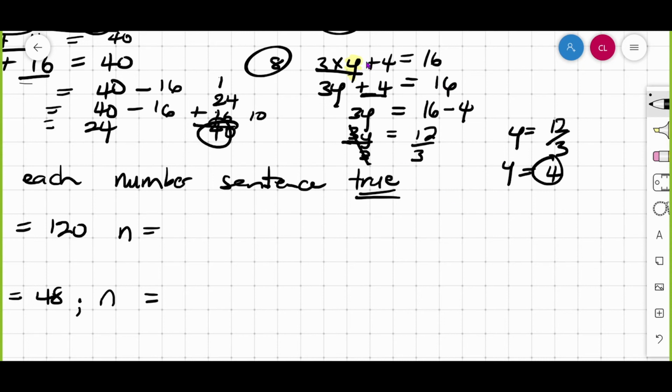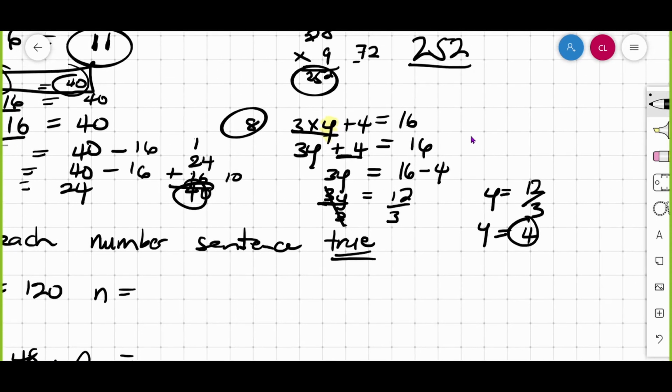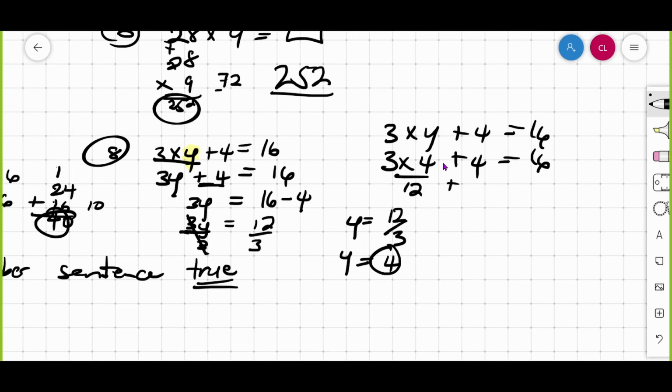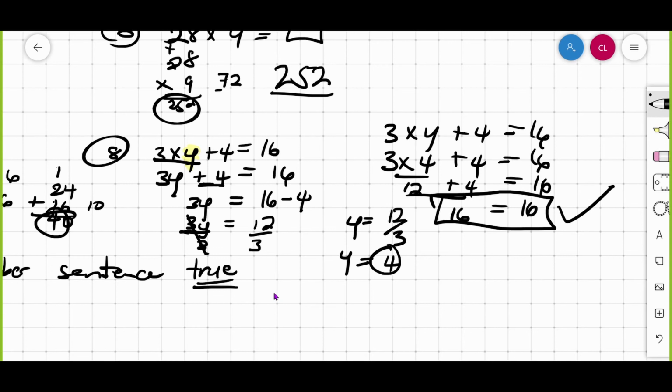Let's see if this would be true. I am gonna say 3 times y plus 4 is equal to 16. I'm gonna substitute now. 3 times 4 plus 4 should be equal to 16. 3 4s are 12. 12 plus 4 should be equal to 16. 12 and 4 is 16, being equal to 16. Once I have these two here, same value, then I know that I'm correct. Understood? Yes, sir.